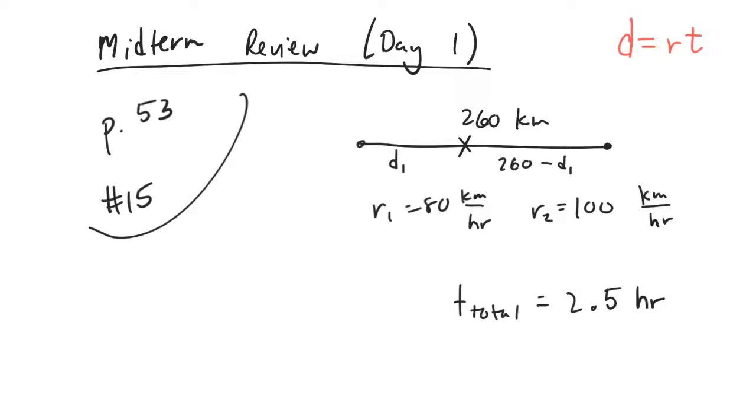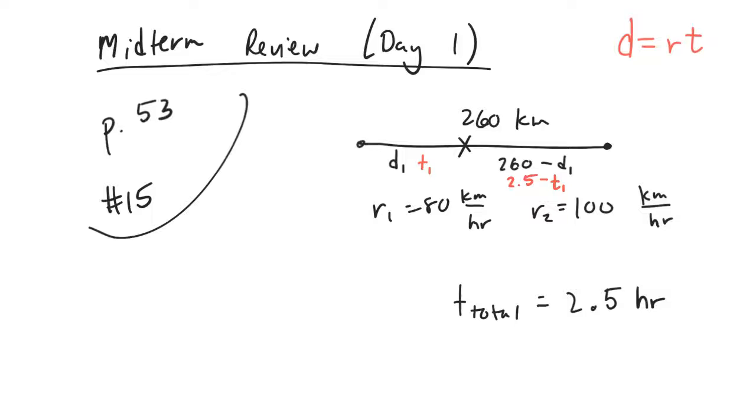Now, I don't have the time in the beginning. I don't have the time in the second leg. But I know the total time is 2.5 hours. I know the total distance was 260 kilometers. So if I call this first time t1, what would the second time be? The first time we called t1. What would the second time be in terms of the total time? 2.5 minus t1. Yeah?